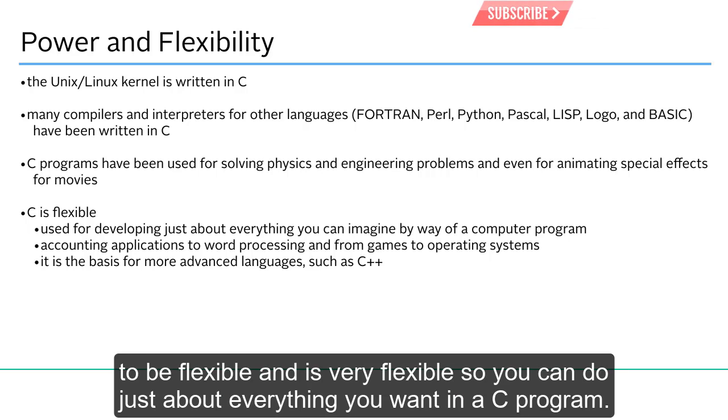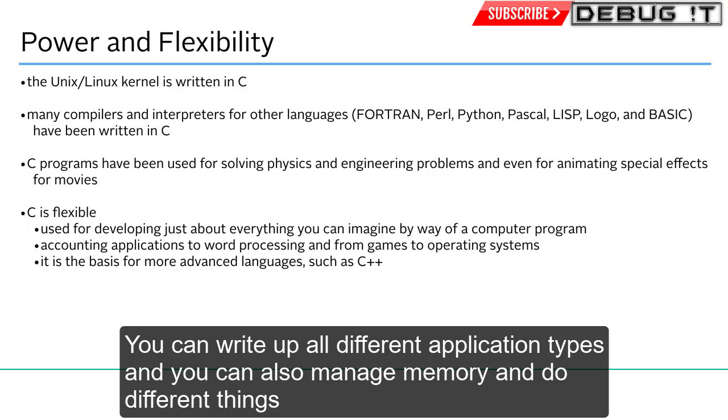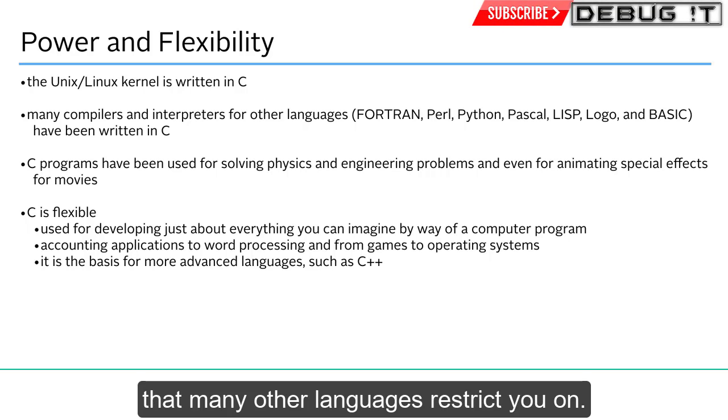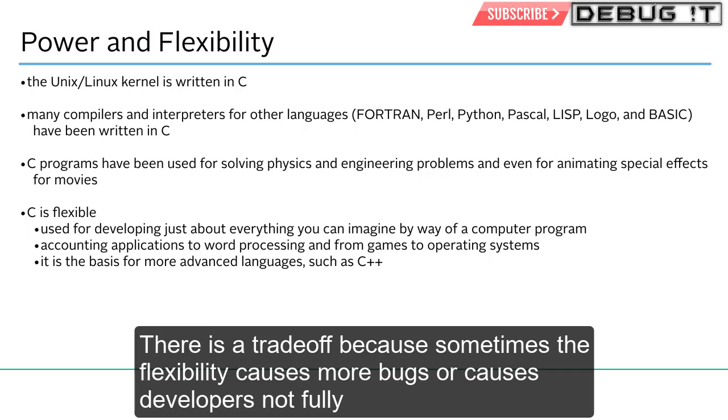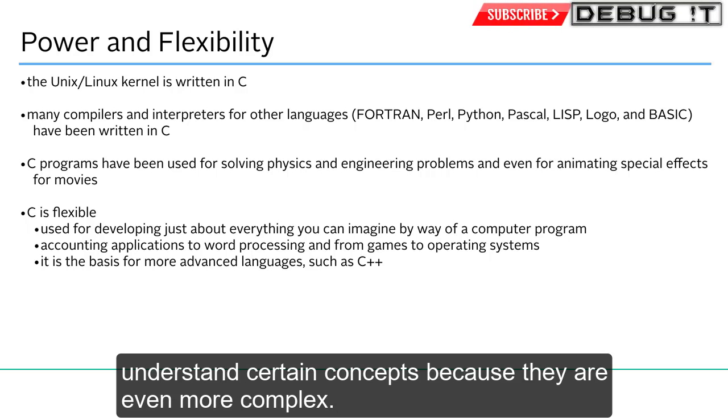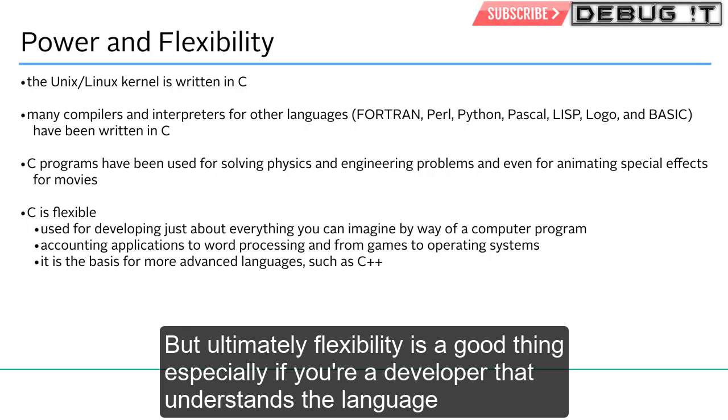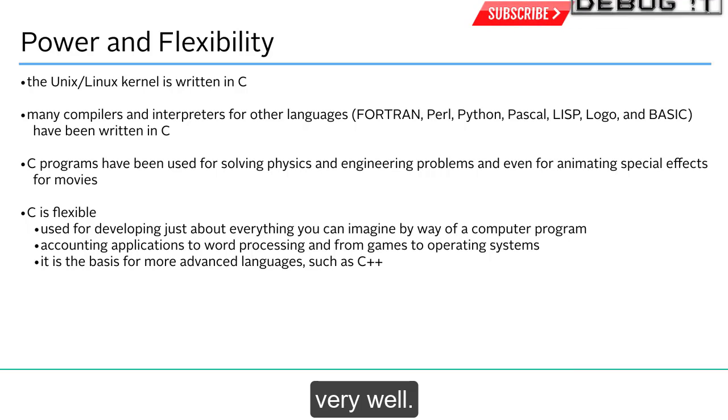So you can do just about everything you want in a C program. You can write all different application types, and you can also manage memory and do different things that many other languages restrict you on. There is a trade-off because sometimes the flexibility causes more bugs or causes developers not to fully understand certain concepts because they may be more complex. But ultimately, flexibility is a good thing, especially if you're a developer that understands the language very well.